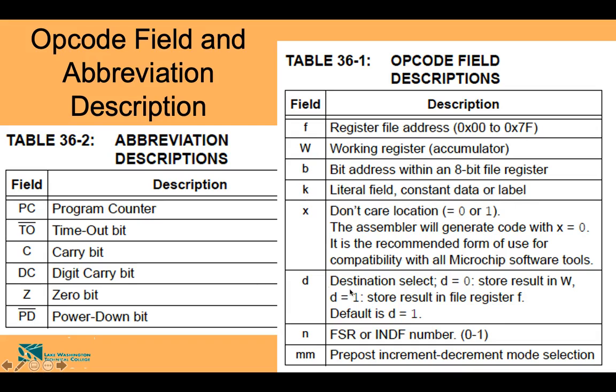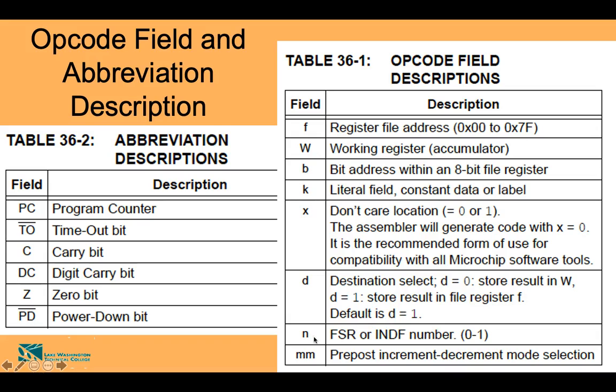And D is the destination location. If D is equal to 0, then store the data into the working register. If D is equal to 1, then store the data into the file register. The default, if you don't put anything, neither D equal to 0 nor D equal to 1, is 1, which means it is going to save the data into your file register.